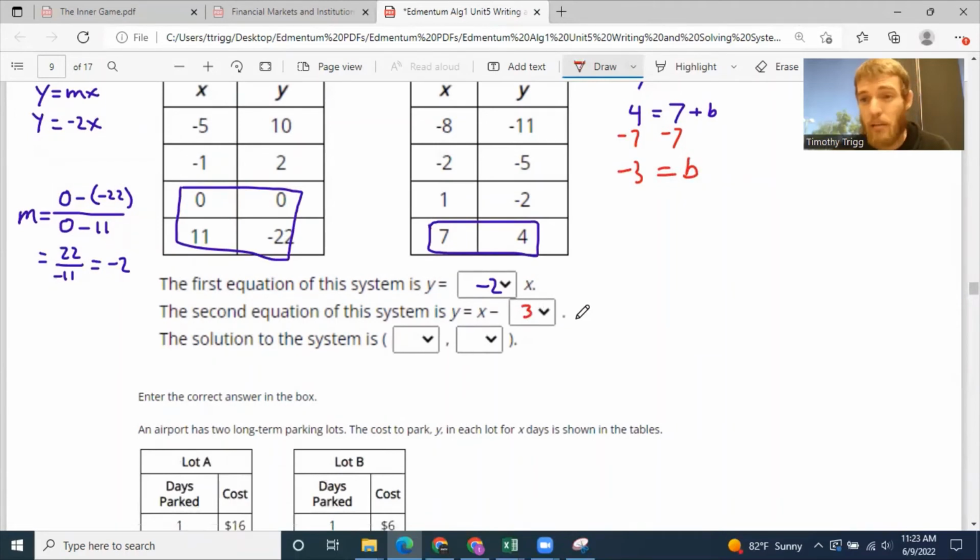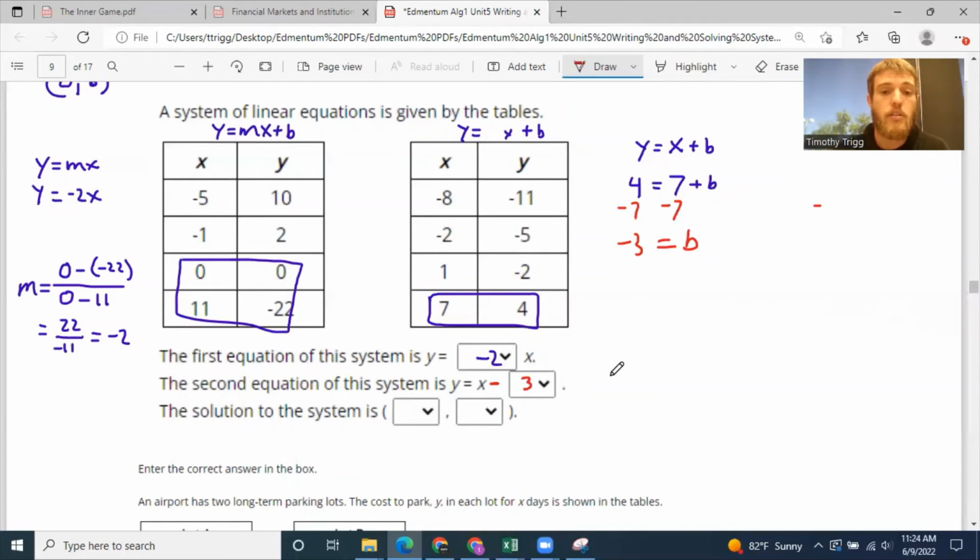Don't put negative 3 here. Okay, it's just x minus, they already put the minus, so just put 3. Now, how do we find the solution for this system? Well, they don't give us the solution. If you see the same thing in both lists, then that's automatically your solution. But at least here we have our 2 equations. We have y equals negative 2x. That's our first equation. And then our second equation was y equals x minus 3.